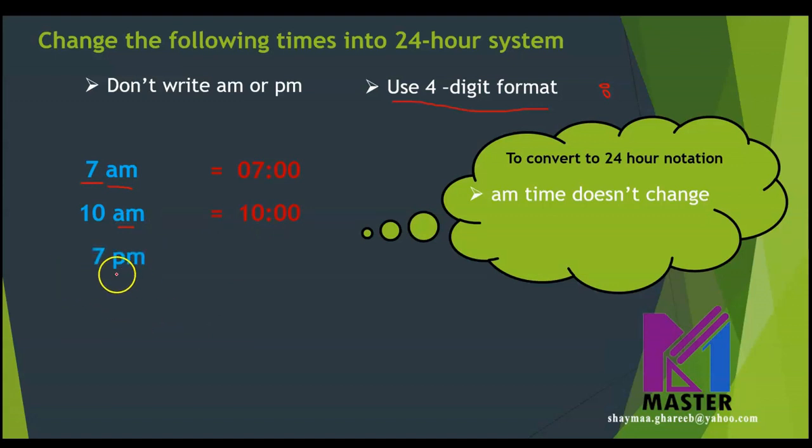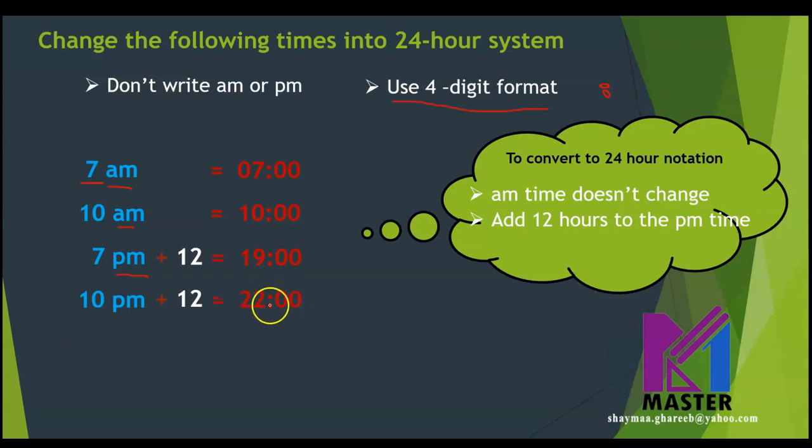7 p.m. Do you remember what we said about the p.m.? The p.m. is 12 hours more than the a.m. So 12 hours will be added to the 7. We are going to add 12 hours to the p.m. time to get the 24-hour system. So 7 plus 12 is 19. So in the 24-hour system, the 7 p.m. will be 19:00. 10 p.m., I will do exactly the same. It will be 22:00. And don't forget the colon between them.